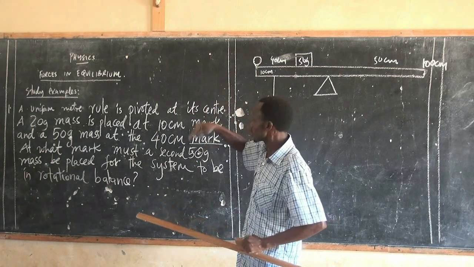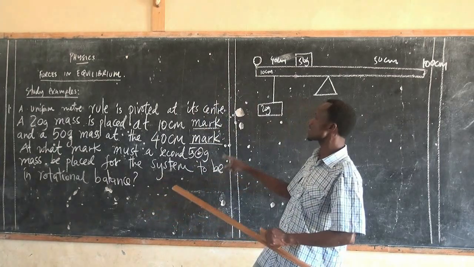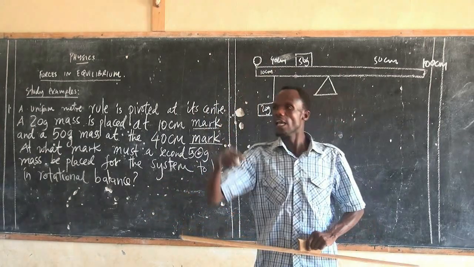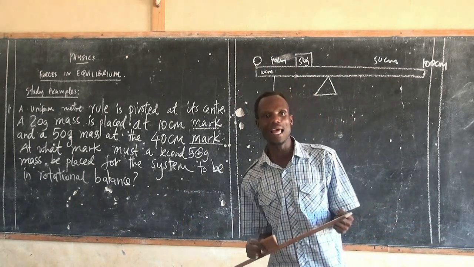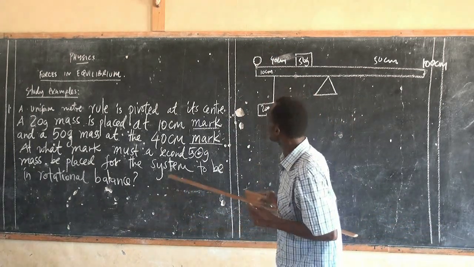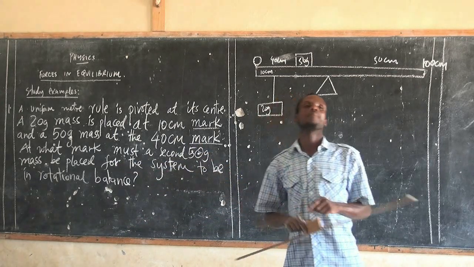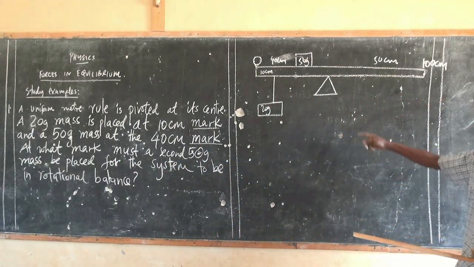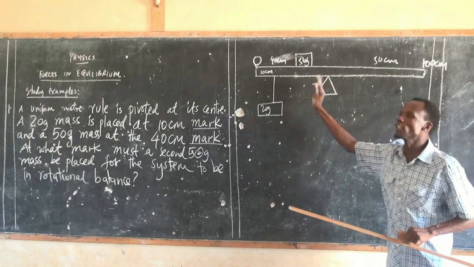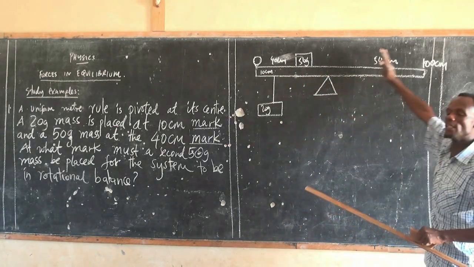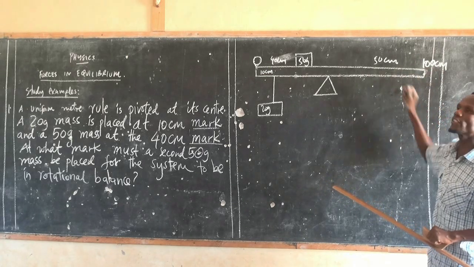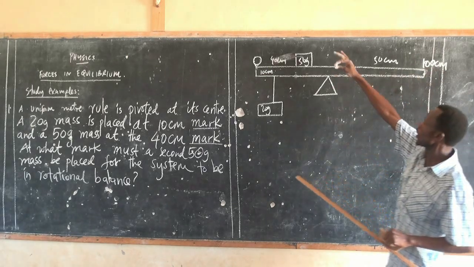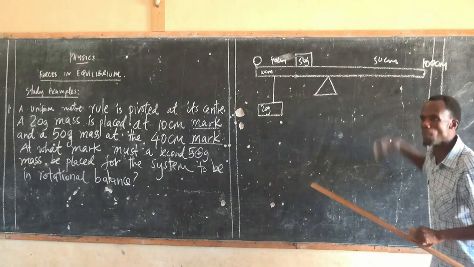In order for the system to be in rotational balance, where will you put this 50 gram mass? It is a simple question. In this case, placing the other 50 gram, it won't be on this side. It must be on this side in order for it to balance, because when you keep on placing on the other side, you won't balance it.